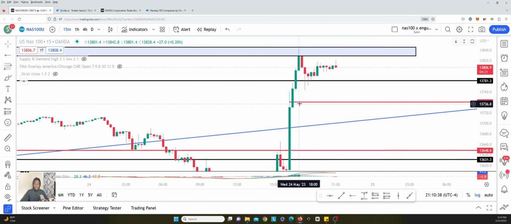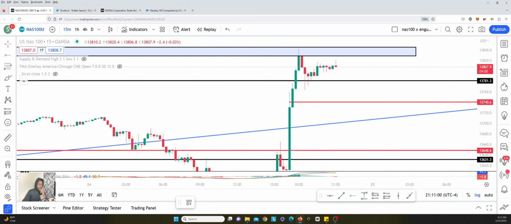And this move was off of NVIDIA earnings, and we'll be talking about that a little bit more as I get into the video. But this move was basically NVIDIA earnings, and I'll show you how much NVIDIA affects this index. It's very important to this index.